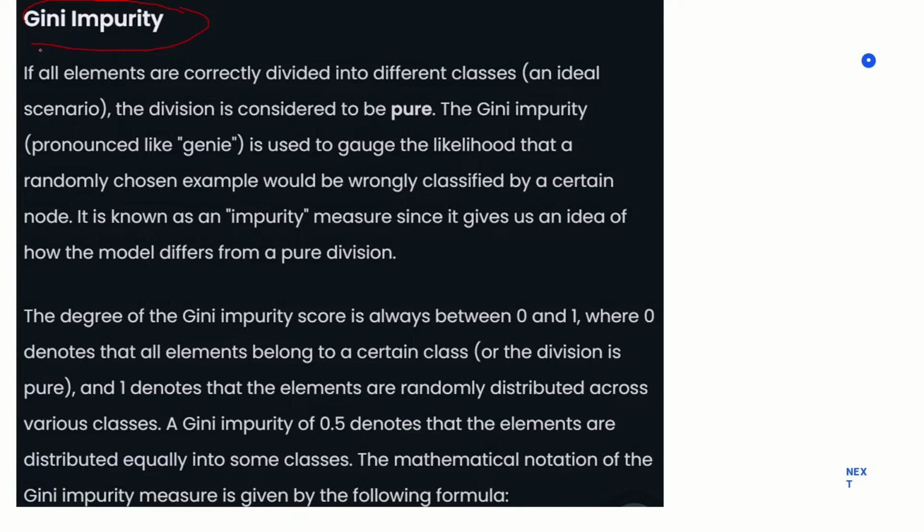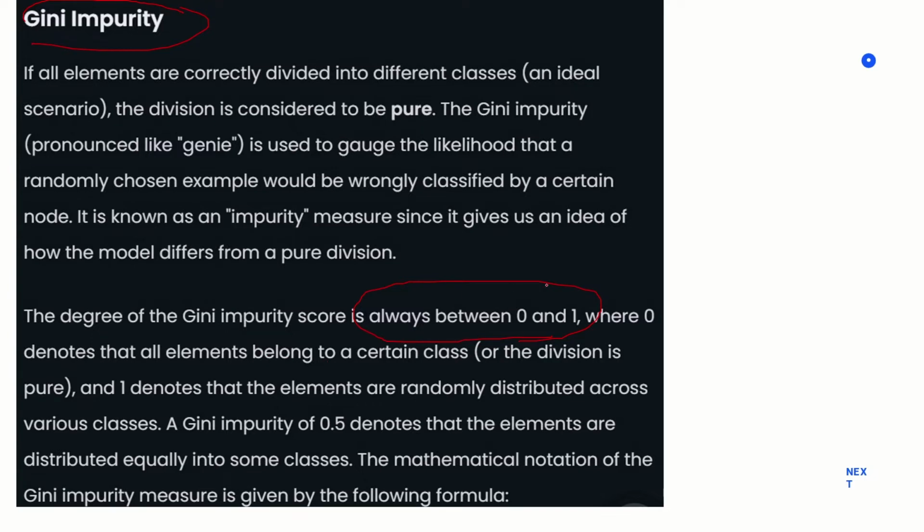Those are the sub-branches we are dividing. It decides from the previous outcome, and accordingly suggests whether the classification is pure, correctly classified, or incorrectly classified. The degree of Gini impurity always lies between 0 and 1, and you need to remember this, where 0 denotes that all the elements belong to a certain class.